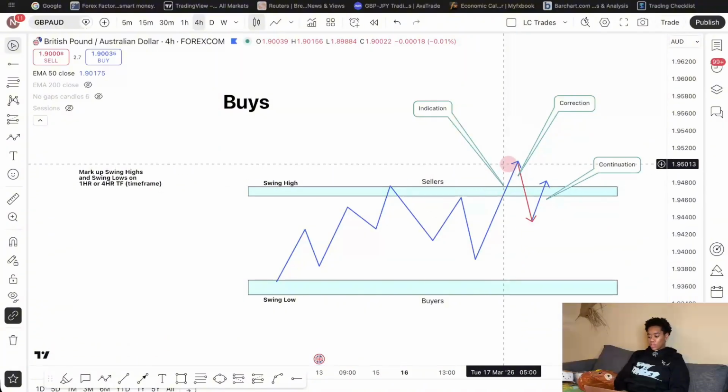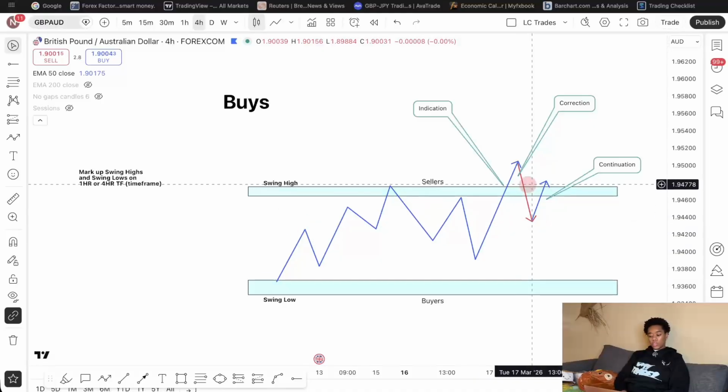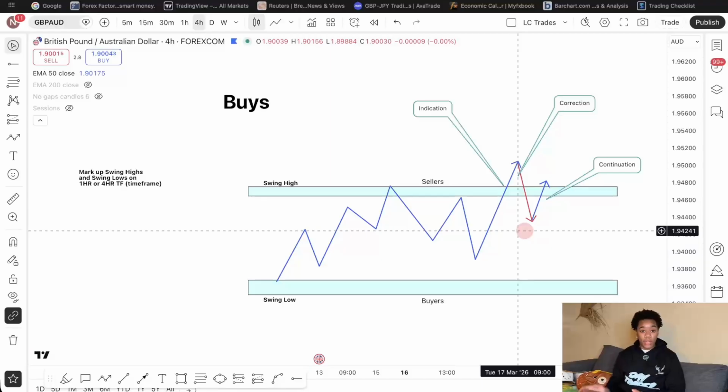After you get the indication, you're going to wait for the correction. The correction is basically price saying, all right, we are going to go up, but I need to take a little nap before we go up. Price is taking a nap, all right? Price needs to correct, is going to sleep, is going to correct wherever it chooses best to do so.